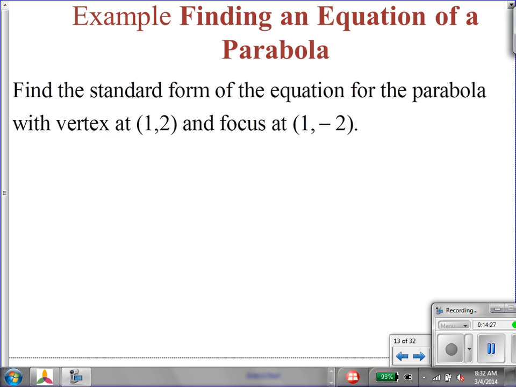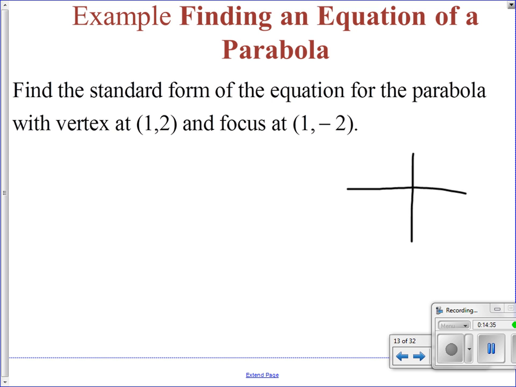All right, so look here. It says find the standard form of the equation for the parabola with the vertex 1, 2, and the focus at 1, negative 2. So look, I still think if you sketch this, okay, if I sketch this and I know that the vertex is at 1, 2, it's right here. That's the vertex. And the focus is at 1, negative 2, which is right here. That tells me a lot.